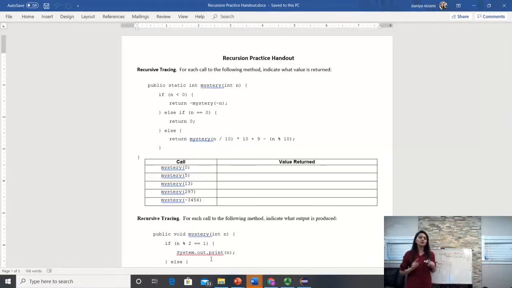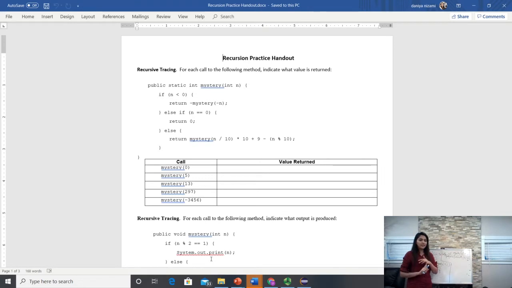In this video we will do recursive tracing. This question is from UW Seattle where they trace recursion, code is provided and values are provided. You have to pass those values and trace the output. So before jumping on to recursion programming, this is the best way to understand how recursion works.